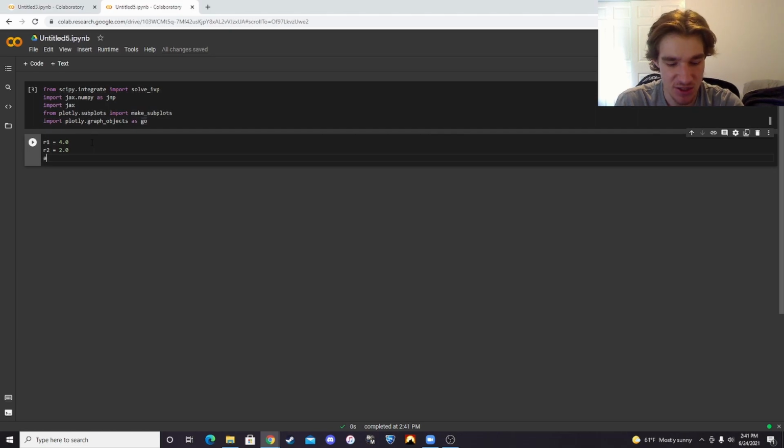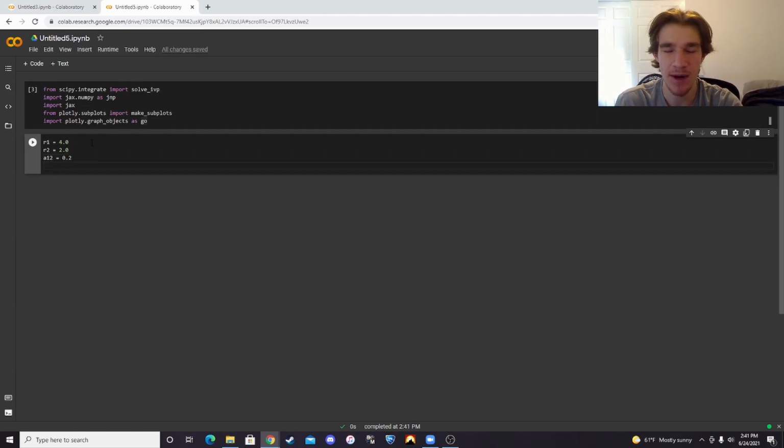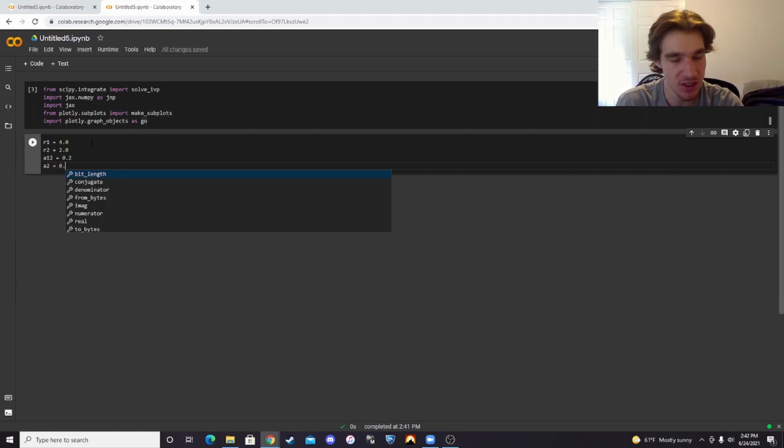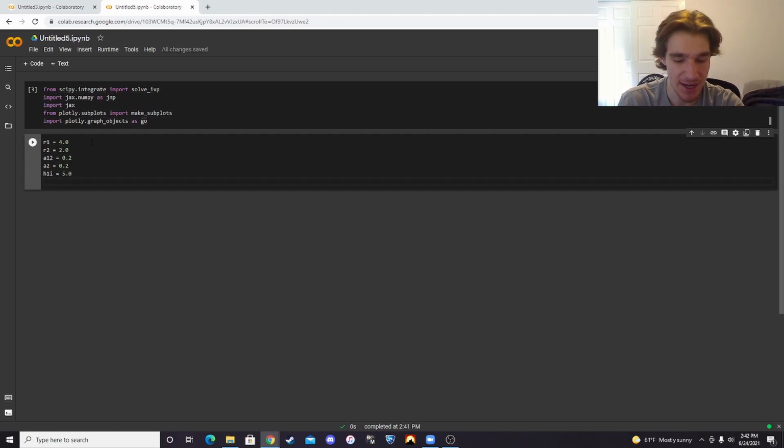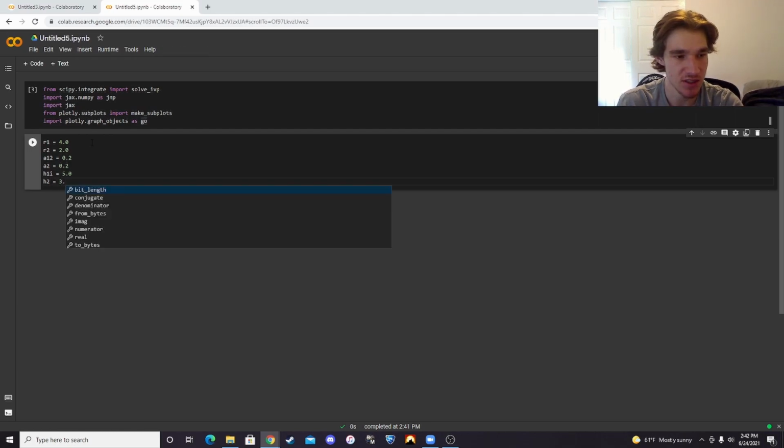The next is going to be the area of the pipe. So the area of the pipe from tank 1 to tank 2 is going to be equal to 0.2, and both pipes are going to be the same area. So A2, the pipe exiting tank 2, is also going to be 0.2. Next, we want our initial height. So height 1 is going to be equal to 5.0, and then the water level in tank 2 is going to be equal to 3.0.